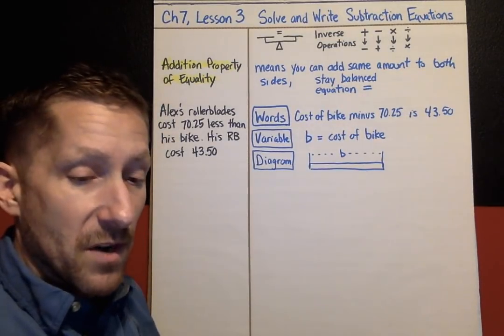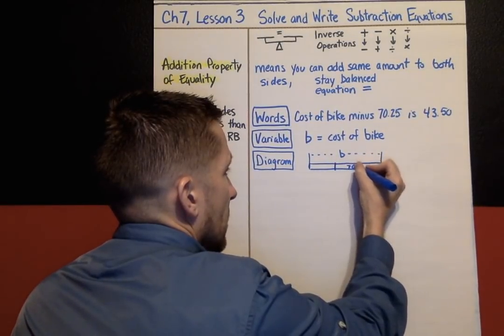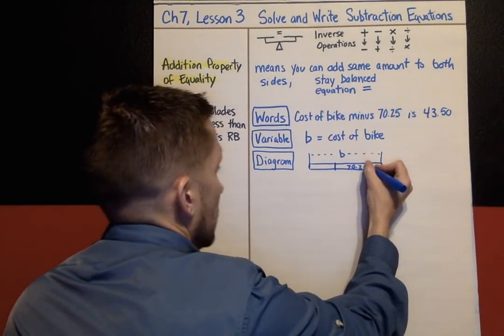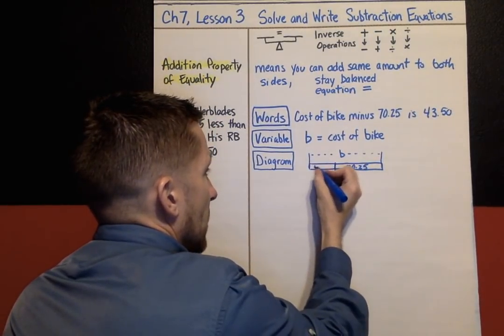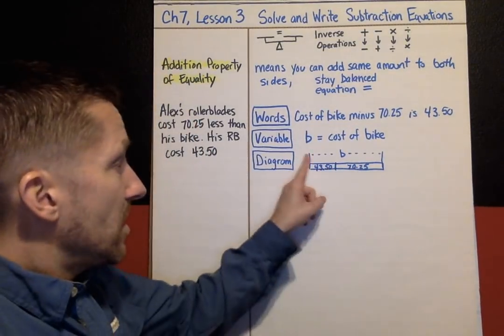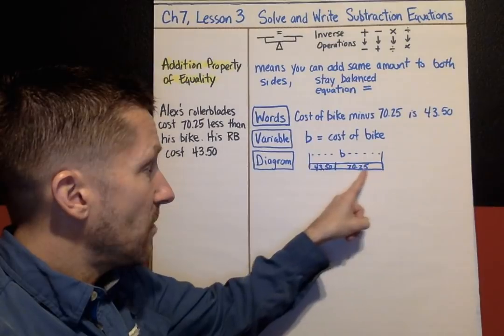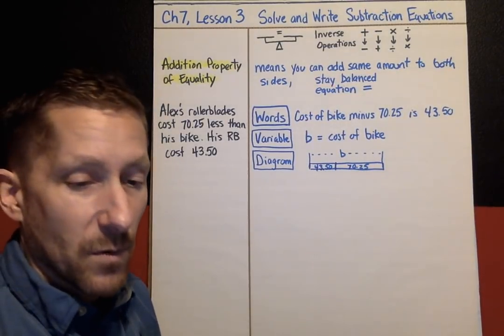Now, what we do know is if we take away $70.25 from this bike, we will be left with $43.50. Here's the cost of the whole bike. If we take away $70.25, we are going to be left with $43.50, the cost of the rollerblades.